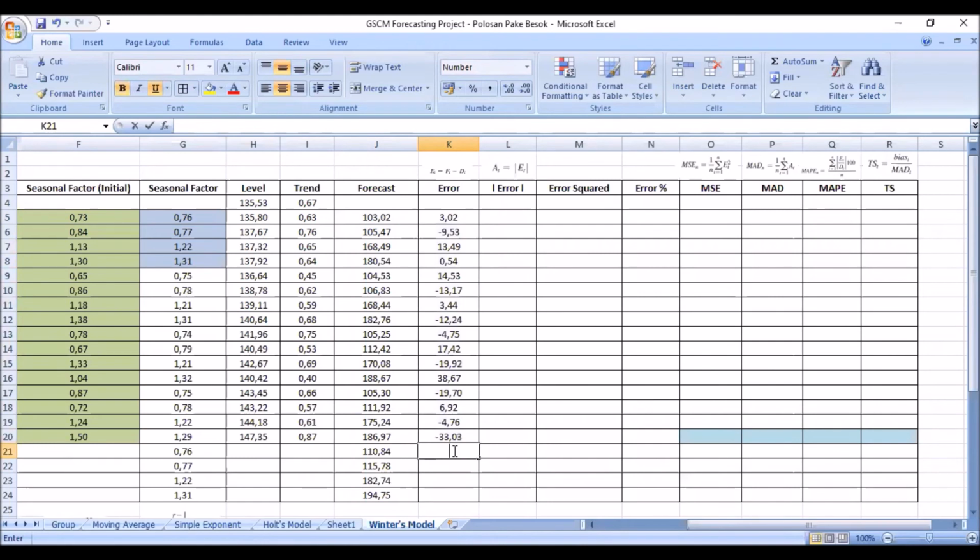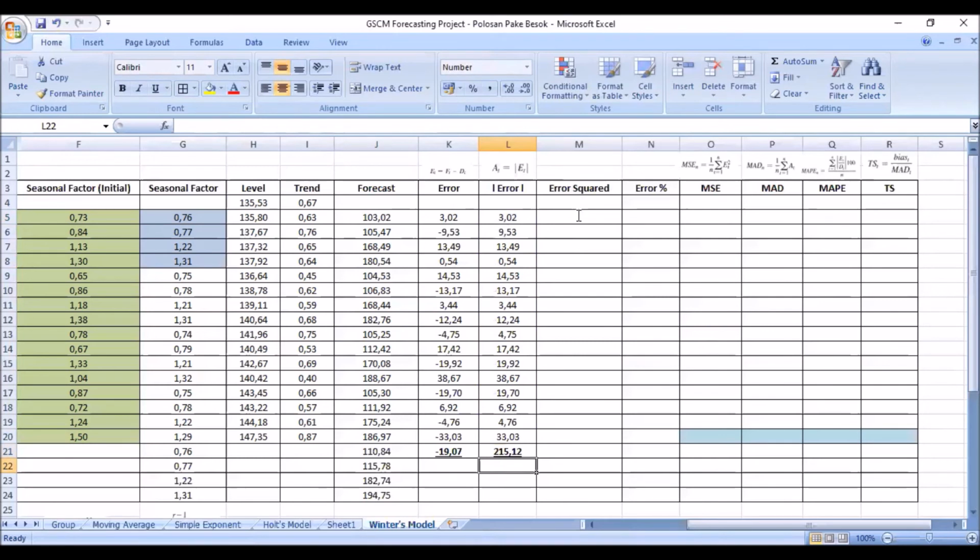Don't forget to take it down, and also as usual, don't forget to sum it up because it can be used to find the TS. And it also represents the bias. And for the absolute error, just use the formula of ABS and then click the error and take it down again. And then just use the sum of all absolute errors to find the MAD.